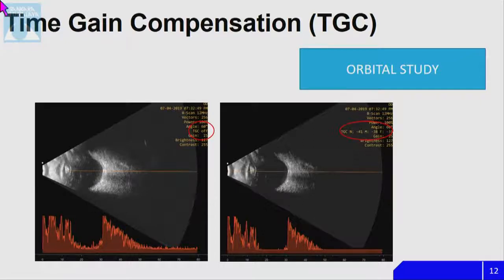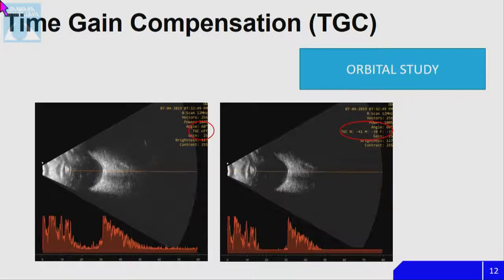Initially, we had to do it manually. The recent machines all have inbuilt time gain compensation. In the first picture, I have not turned on the time gain compensation option, so we are getting an image like this. Here I have put the TGC on. This is the probe line. From here, the gain is reduced for the near structures by -41, then mid structures by -38, and far structures by -31, which means the gain is reduced more for the near structures so that the far structures are seen better.